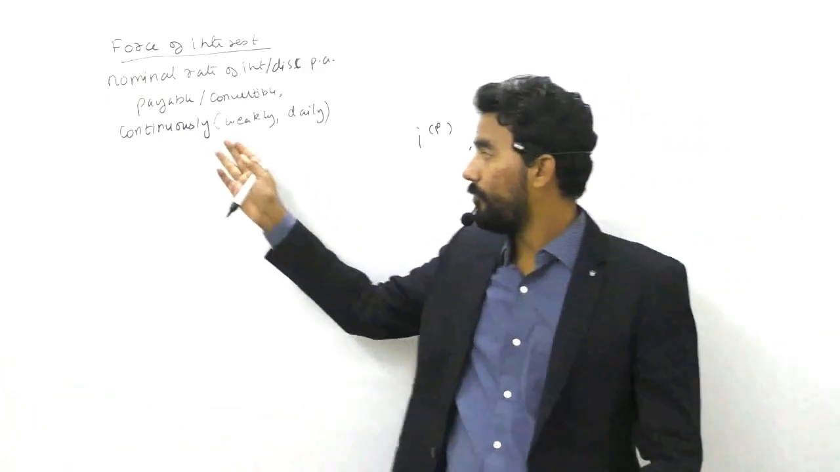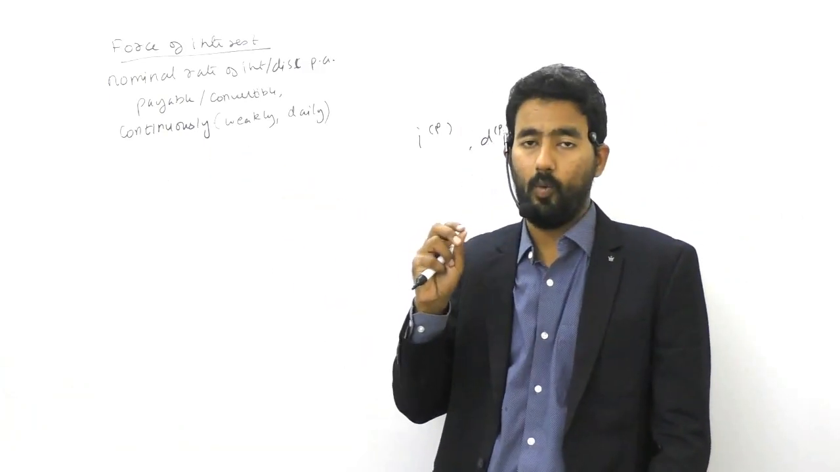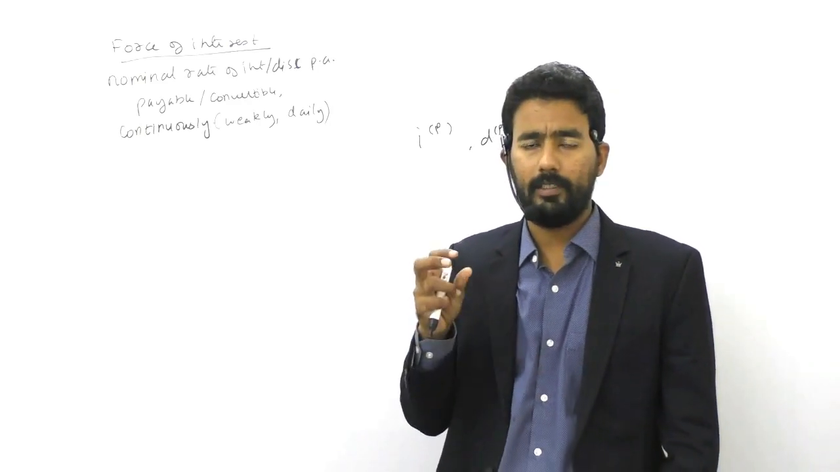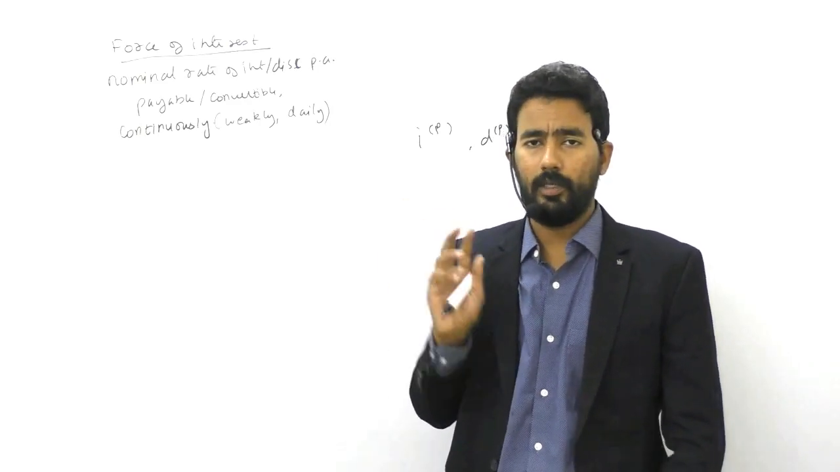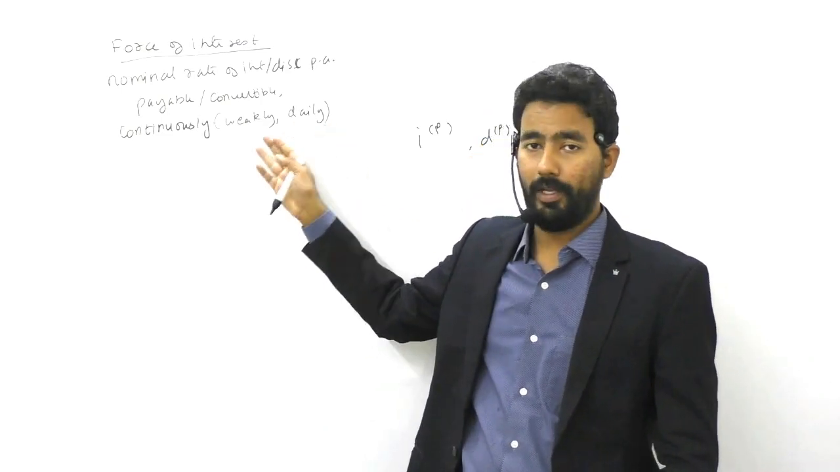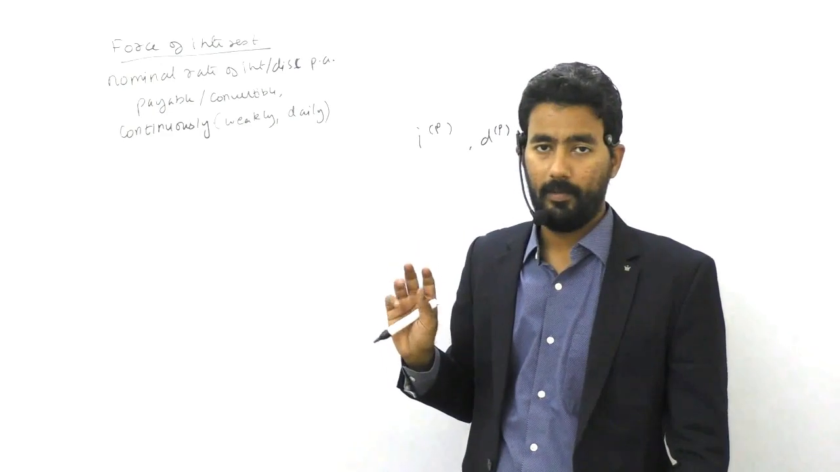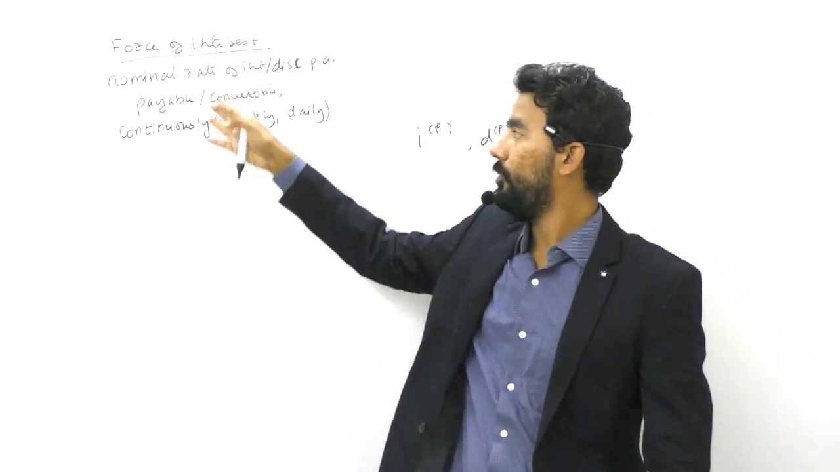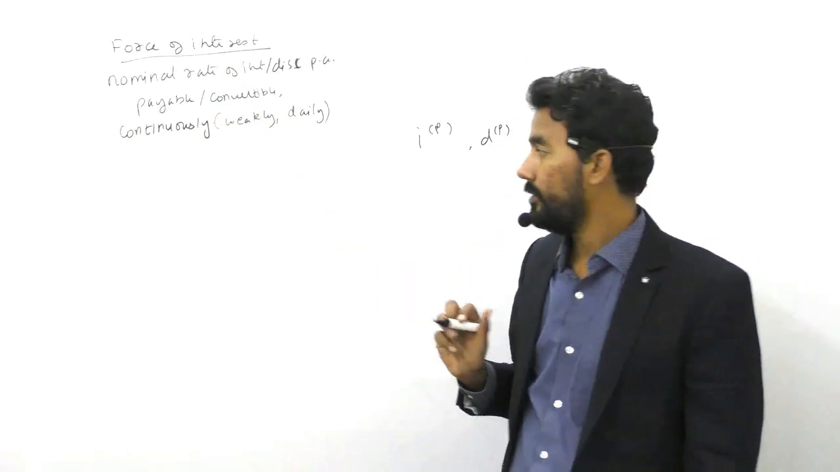So continuous by default means more than once in a second, more than 10 times in a second, more than 20 times, infinitesimally as small as you can imagine. But even if the question says the interest payable daily or weekly, we will assume it to be continuous, because the difference is not much. So for daily or weekly, we'll assume continuous, but by default, the definition is for continuous.